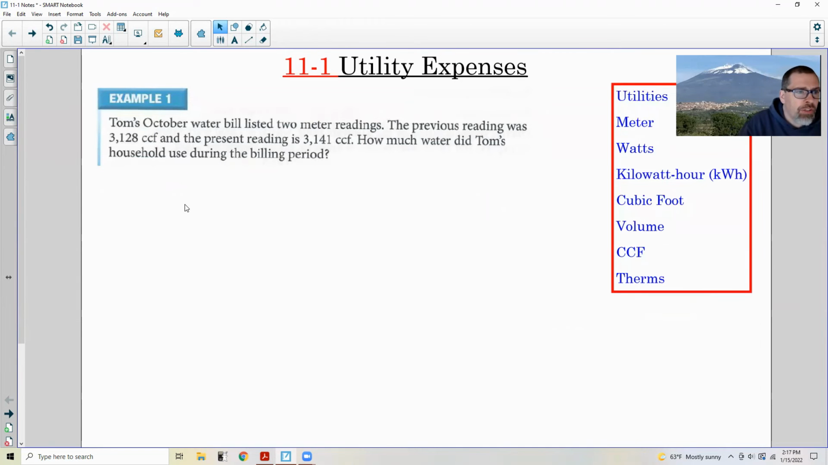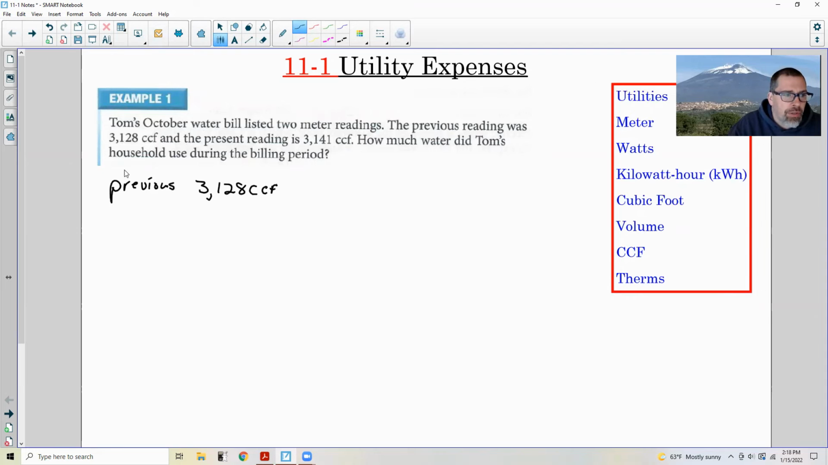So Tom's October water bill listed 2 meter readings. Okay, so you got a bill, you got a previous reading, and it was 3,128 CCFs, or 100 cubic feet. And the present reading is, so previous, and then you have present. So we'll put the present above: 3,141 CCF. How much water did Tom's household use during the billing period?